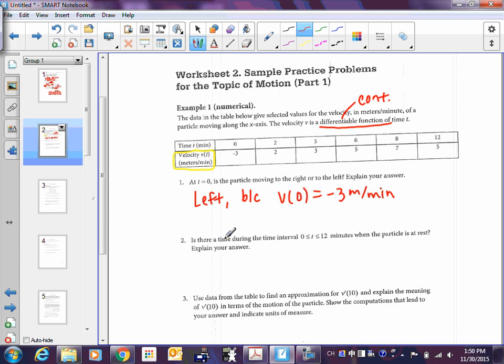Okay, what about, is there a time during the interval, 0 to 12, closed interval, when the particle is at rest? So what did we just say meant at rest?